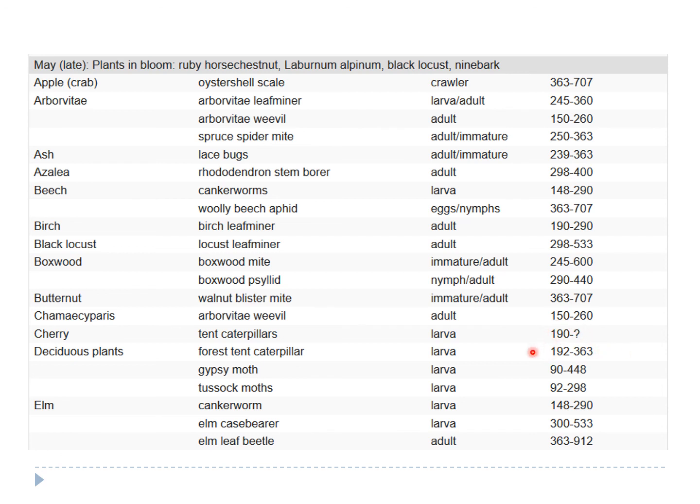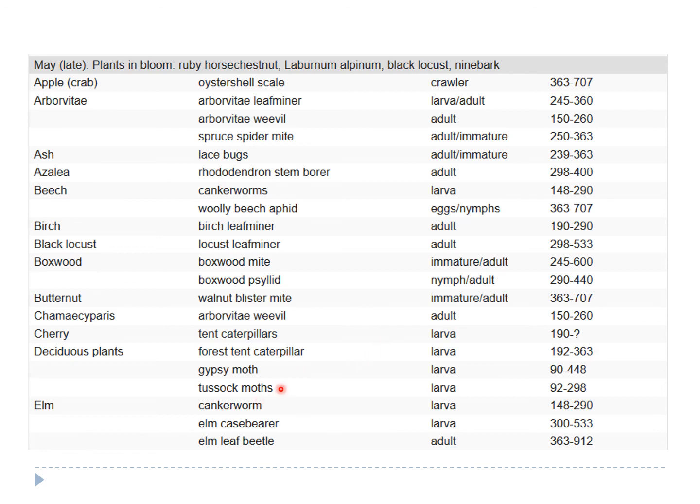And here's my forest tent caterpillar, 192 to 363 growing degree days. And this is when it's in the caterpillar stage. I can't treat it as an egg, and I can't treat it as an adult. Just isn't effective. And I also need to know that for that insect in particular, the earlier on I treat it, when the caterpillar is still small, I can use less toxic things. If I wait too long and the caterpillar's grown large, it's molted into its fourth instar, I have to use much more toxic chemicals to kill it.